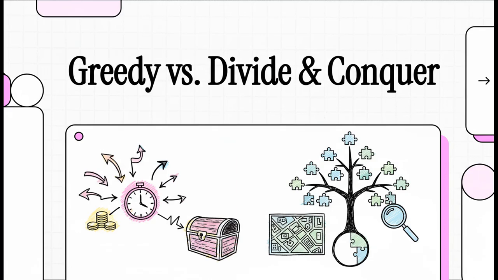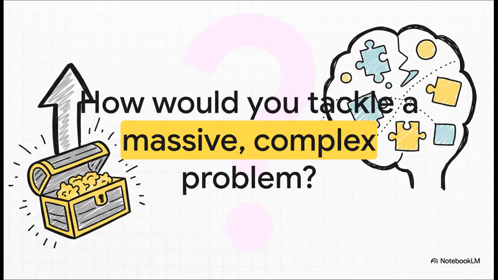All right, let's jump right in. We're going to look at two totally different ways to solve problems in computer science. You've got the greedy approach, the one that goes for the quick win, versus the divide and conquer strategy, which plays the long game. So just think about it for a sec.